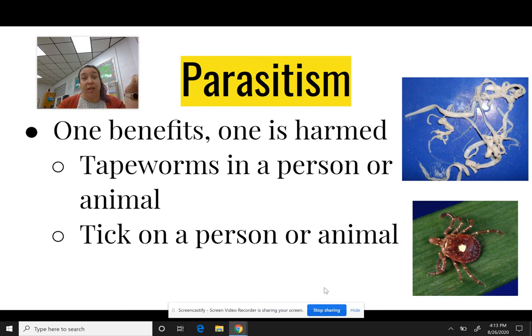Now the tapeworms love being in a person or an animal because they get all their nutrients and they grow and they thrive. Well, it doesn't end so well for those people or those animals. They have harm or they get harmed in that situation. The same goes for a tick on a person or an animal. I'm sure you've heard of a tick. You may have even had a tick. Essentially, the tick is living its best life, getting all the nutrients it can from the person or the animal, and the person or animal is not too happy because, it's my blood.